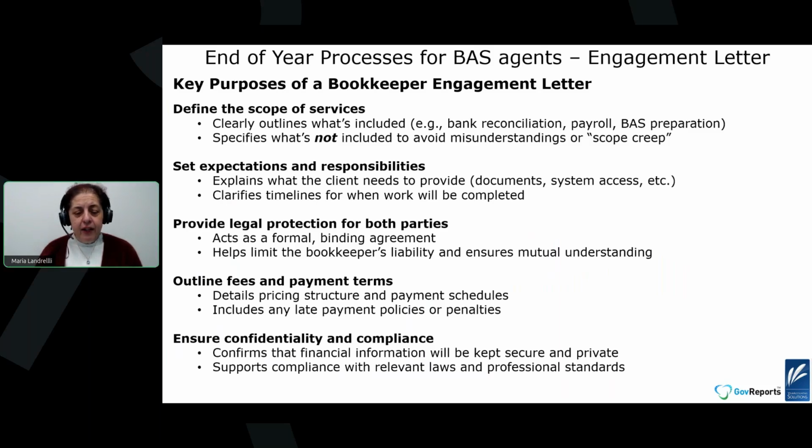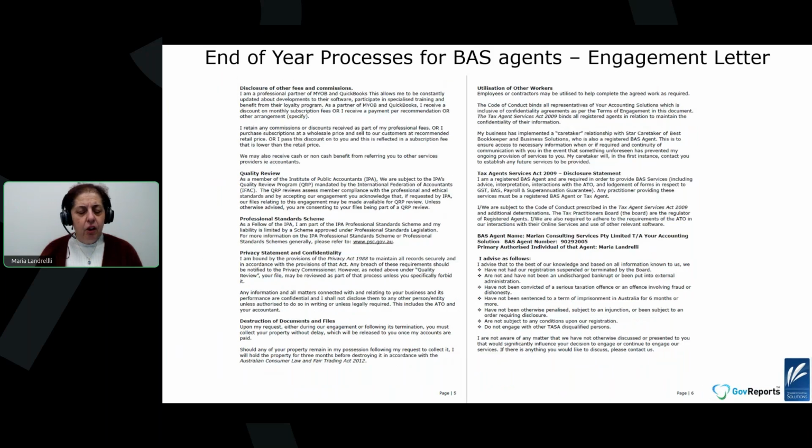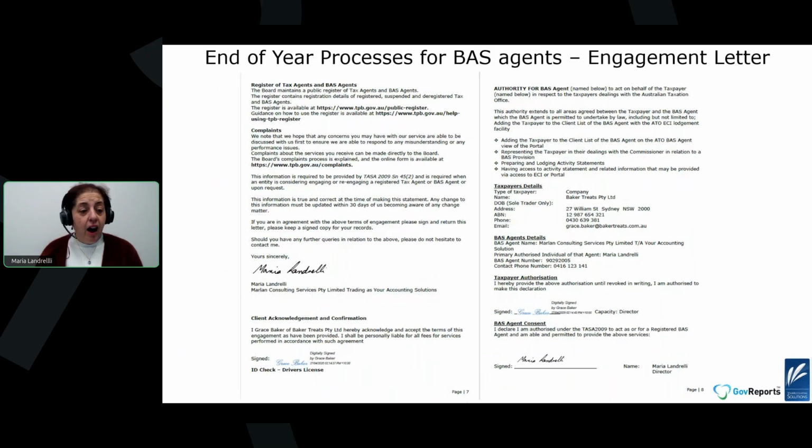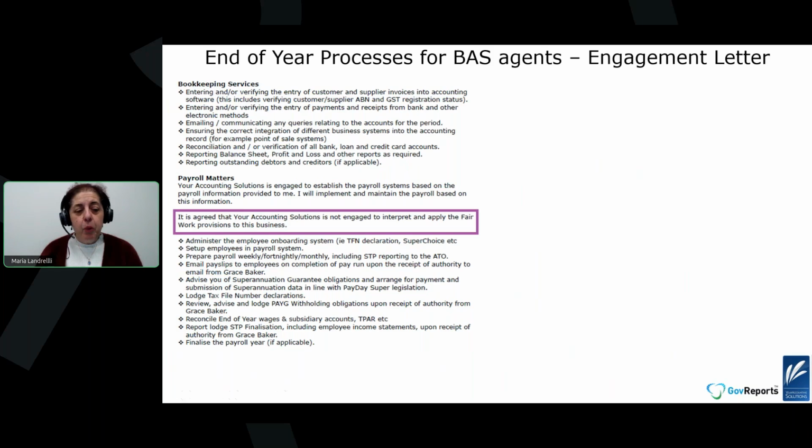So this is my engagement letter. It's up to 8 pages now, and it includes a lot of different things that I think are important. So as I said, it puts in what you are going to be doing. So for example, this is payroll matters if I do payroll for them. But it also documents what I'm not doing. So I'm not engaged to interpret or to apply the Fair Work provisions to this business.